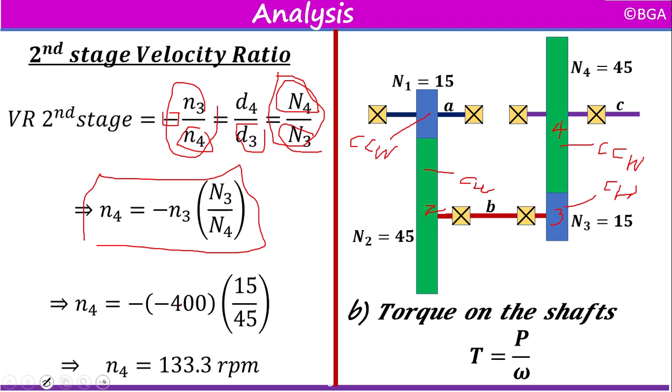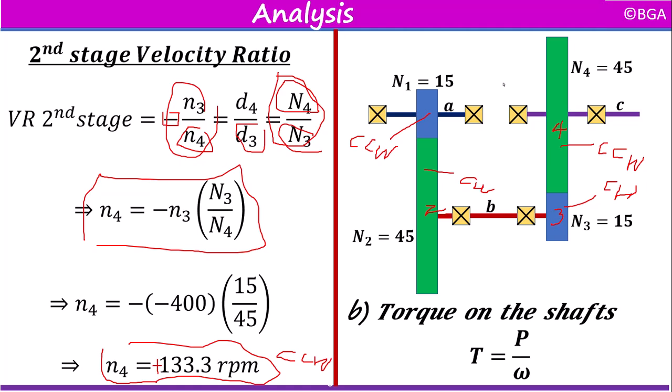So finally here I got the RPM of the output gear, which is gear 4, to be how much? 133.3 RPM, a positive value. That means this gear rotates in the counterclockwise direction.